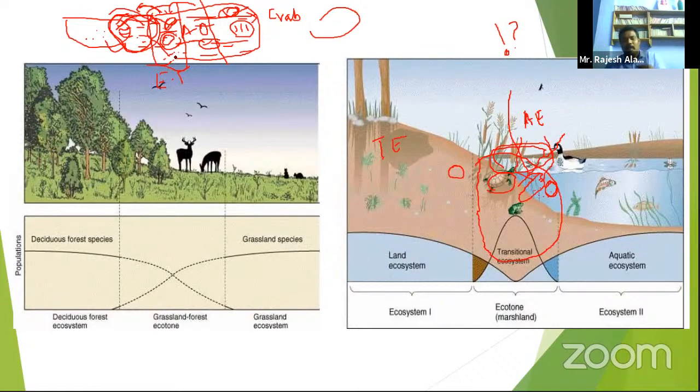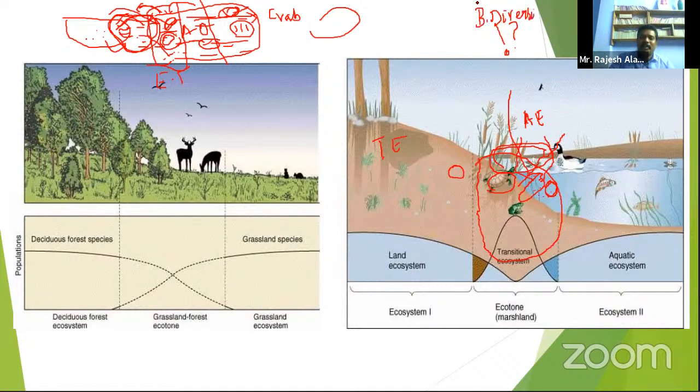If you are not taking notes, making inferences, making interconnections, this easiness will not be achieved. Understand, sir? Now here there will be a comfortable zone. They can thrive. That's why biodiversity is higher in the ecotone. This is the inference. So biodiversity is very high.